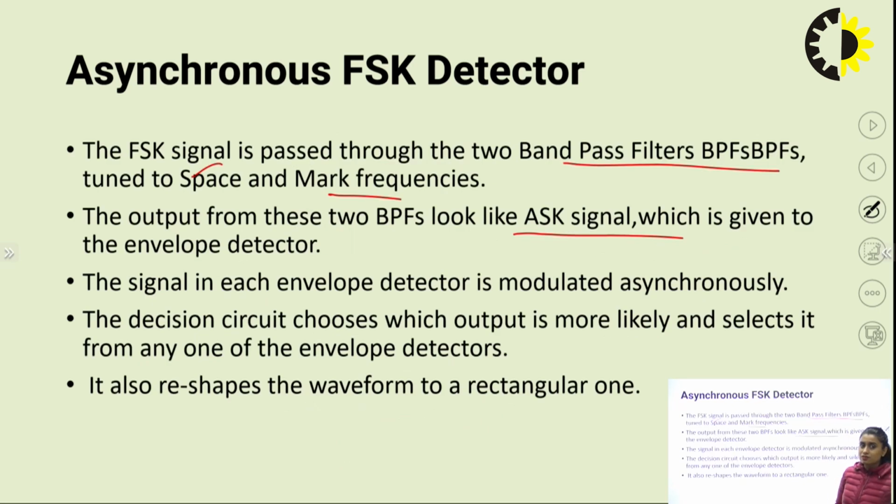The signal in each envelope detector is modulated asynchronously. The decision circuit chooses which output is more likely and selects it from any one of the envelope detectors. True. It also reshapes the waveform. If some distortion abnormalities have come, they will be removed to give a rectangular one.